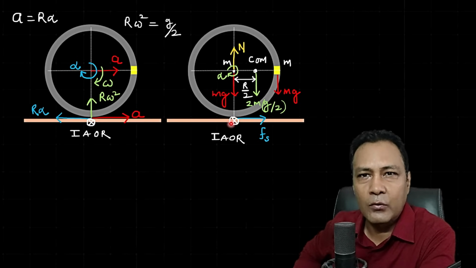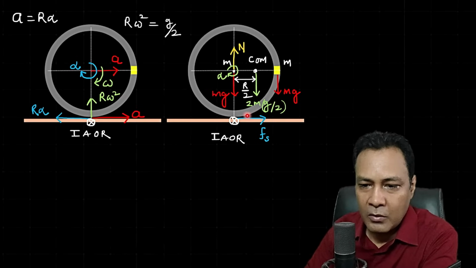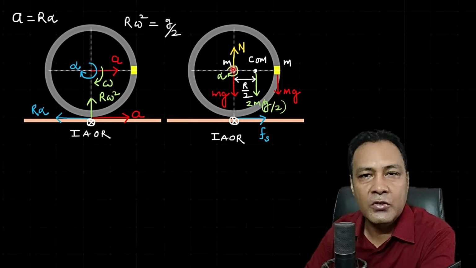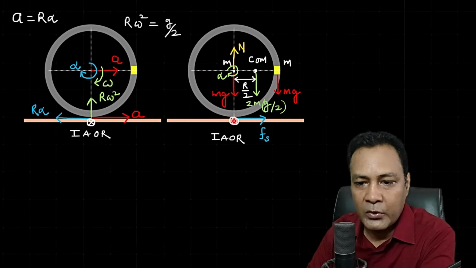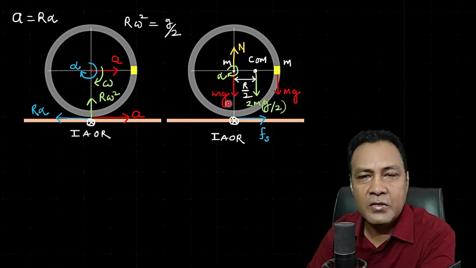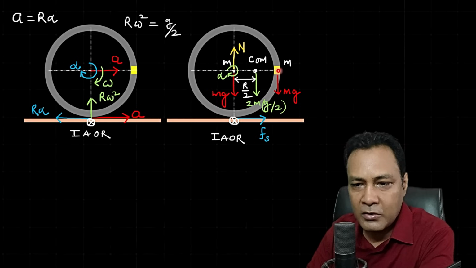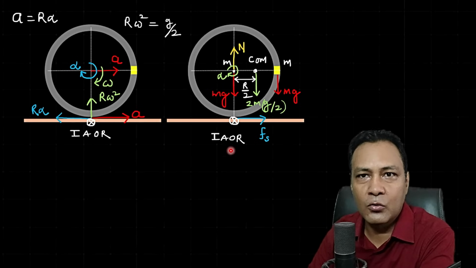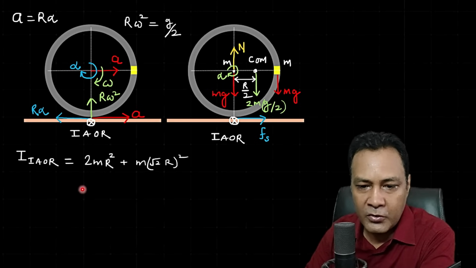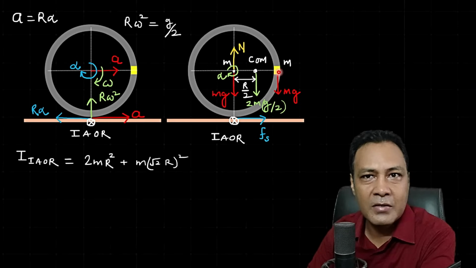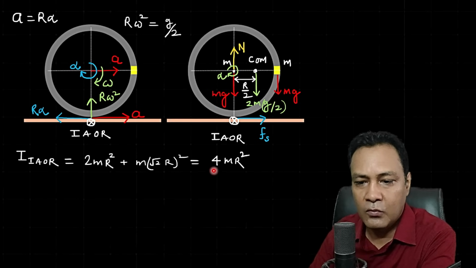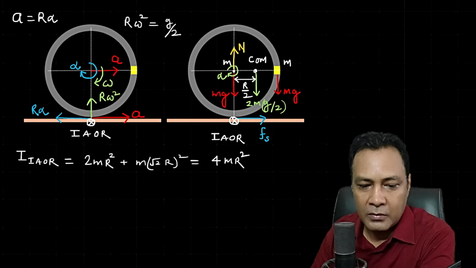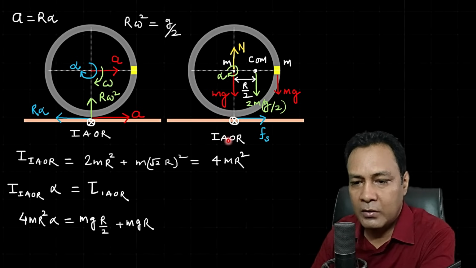Alright, but before that let's calculate the moment of inertia about IAOR. So this ring has a moment of inertia about center of mass mr square. So moment of inertia about IAOR would be mr square plus mr square, that is 2mr square. And this point is at a distance root 2 r. So its moment of inertia would be m root 2 r whole square. So moment of inertia of the ring is 2mr square, and this mass has a moment of inertia m root 2 r whole square, and add these two you will get 4mr square.